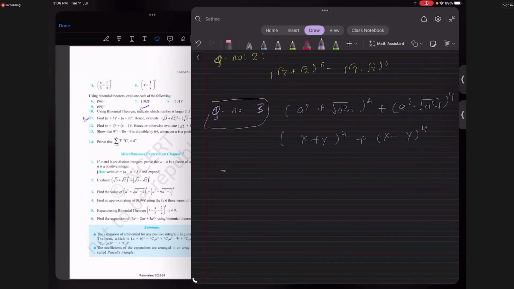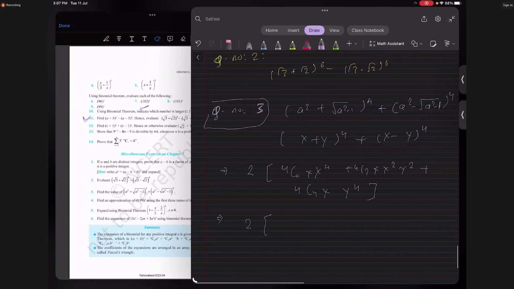So the general term, the final expression, would be something like 4c0 into x to the power 4 plus 4c2 into x square y square plus 4c4 into y to the power 4. The terms like 4c1 and 4c3 will get cancelled.